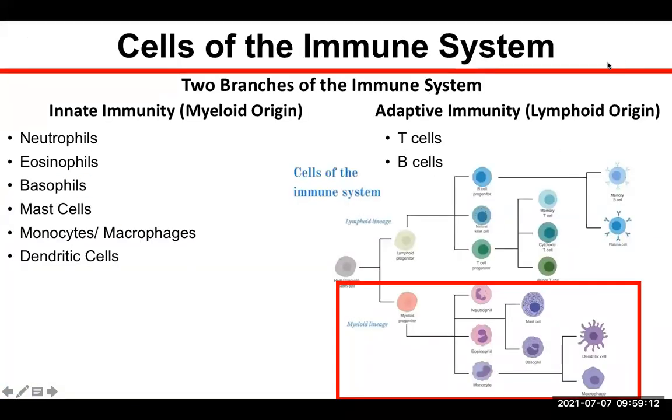So here, now we're going to layer it on again. I've already told you that there's two branches of the immune system, innate, which are also going to be the myeloid organ cells, and the adaptive, which are going to be your lymphoid organ cells. You basically have in your innate immune cells neutrophils, eosinophils, basophils, mast cells, macrophages that can differentiate into monocytes, and monocytes that can differentiate into dendritic cells. In your adaptive immune system, you have only B and T cells.